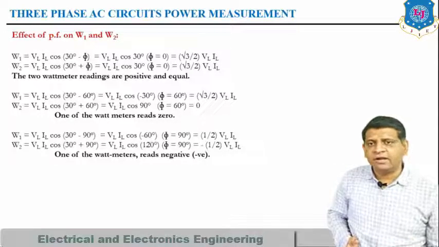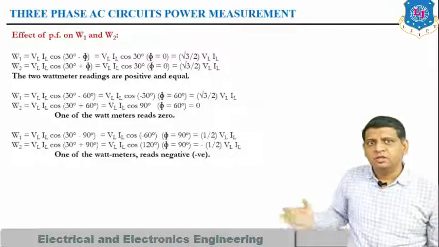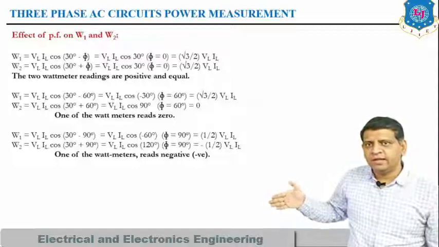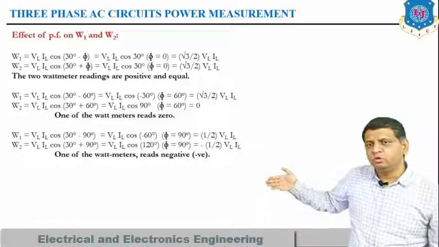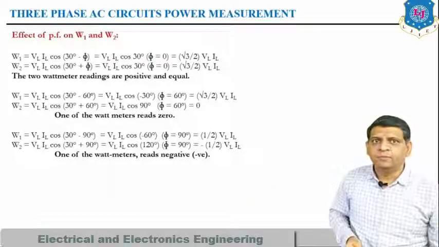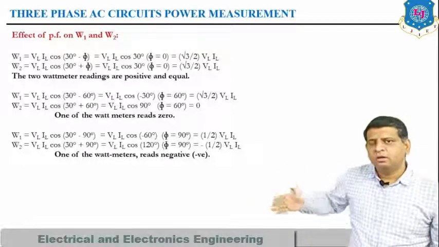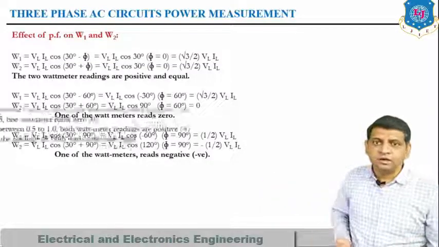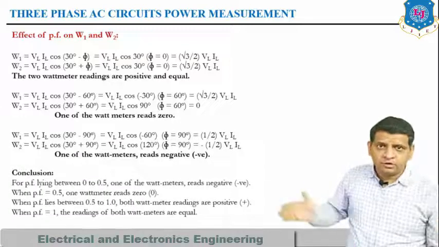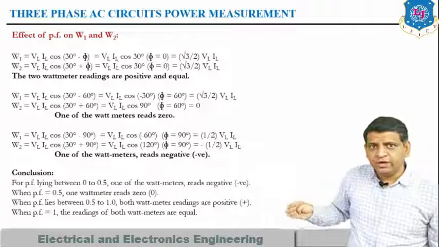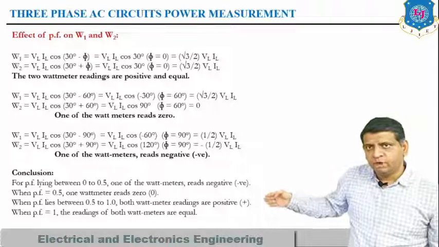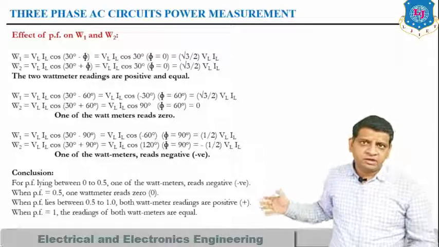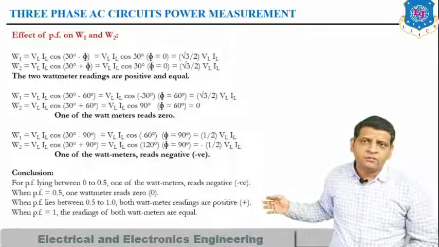The last case is where phi is equal to 90 degrees. Here W1 and W2 are 1 half VLIL and minus 1 half VLIL, and once you do W1 plus W2, the value becomes 0. So, one of the wattmeters reads negative. From these 3 cases you can conclude that when the power factor is between 0 and 0.5, one of the wattmeters reads negative. When the power factor is 0.5, one of the wattmeters reads 0.